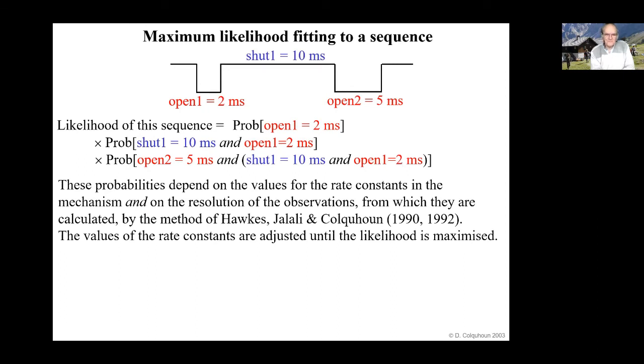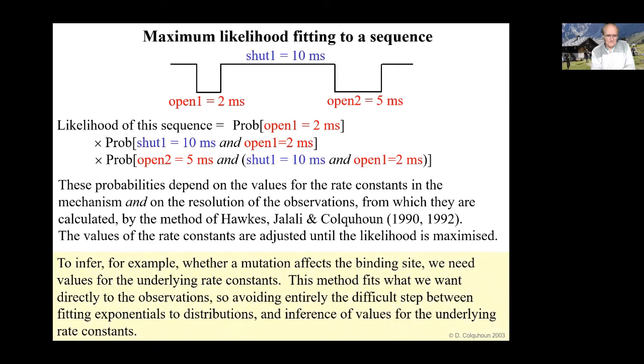These probabilities, of course, depend on the values of the rate constants, the elements of the Q matrix, and they depend on the resolution of the observations. So they're calculated by the methods of Hawkes, Jalali, and Colquhoun, 1990 and 92. That's what HJC stands for.